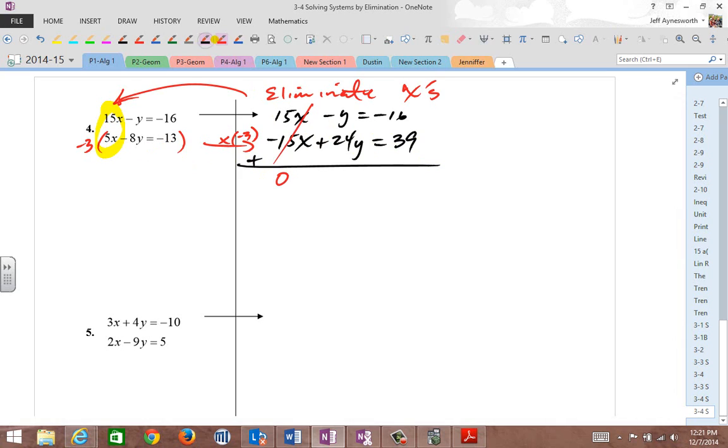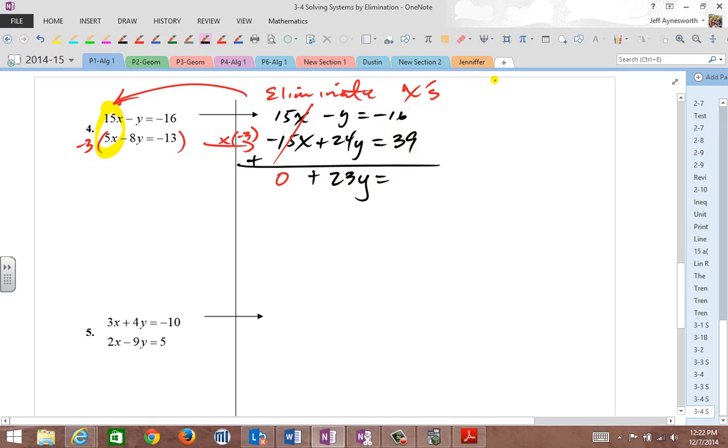Opposites always add to 0. And you get 24y minus y is 23y. And negative 16 plus 39 is 39 minus 16, and that's 23. So you get 23 here. And since 23 times 1 is 23, y has to be 1. All right, not too bad. So you can tell that sometimes it's fairly straightforward. Now you just got to find the other variable.